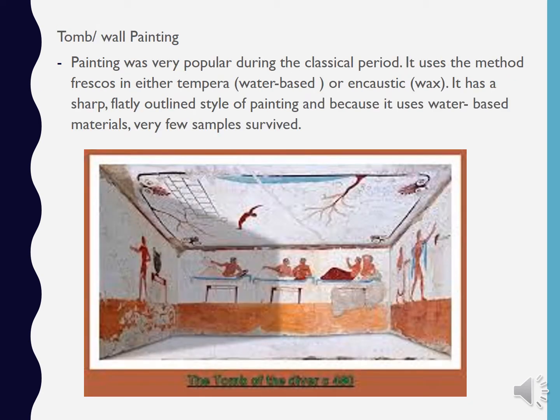Tomb wall painting. Painting was very popular during the classical period. It uses the method of frescoes in either tempera or water base, or encaustic or wax. It has a sharp, flatly outlined style of painting, and because it uses water-based materials, very few samples survive. So these are examples of tomb wall painting.